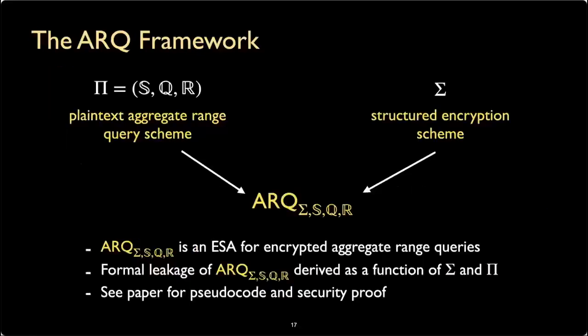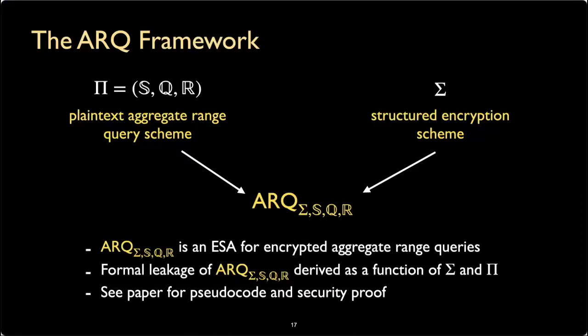To give a high-level overview of how the ARC framework works, the idea behind it is that the client chooses a plaintext aggregate range query scheme that they would like to have an encrypted scheme with the equivalent functionality. In this slide, we denote this scheme with pi. Then they choose a suitable structured encryption scheme, sigma, that can encrypt the data structure that is output by one of the algorithms in the plaintext aggregate range query scheme. Combining both pi and sigma together into ARC allows one to immediately derive an encrypted aggregate range query scheme with the same functionality as the underlying plaintext scheme.